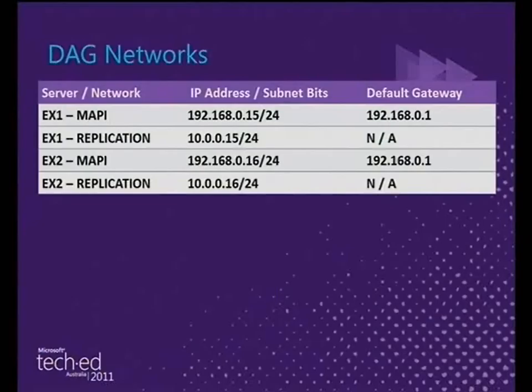So let's talk about some examples of how the network configurations become DAG networks. This is a very simple example. I've got a two-member DAG. Each one of my nodes, EX1 and EX2, has two NICs in it. One that I want to be my MAPI network and one that I want to be my replication network. I've configured the MAPI network on the 192.168.0 subnet, and I've also given them a default gateway. The replication network's just on 10.0.0, and it doesn't have a default gateway.